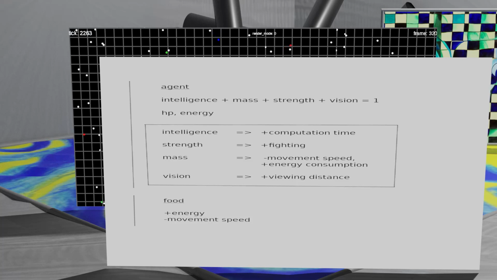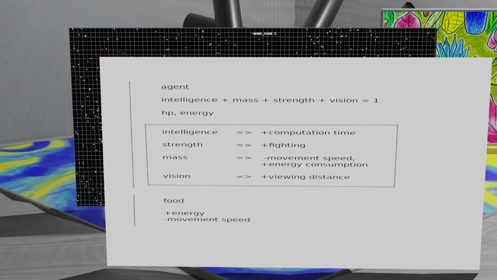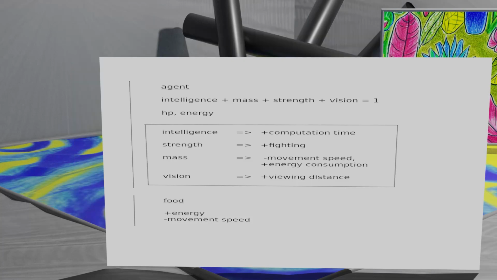The agents compete for food using movement and combat, trying to maintain HP and regain energy. The strength property affects the probability of an agent winning a fight against another agent. Both agents involved in a fight lose HP and energy, but the loser of the fight loses significantly more HP. The mass property determines the movement speed and the amount of energy lost per tick. Heavier is slower and needs more energy to move. The vision property sets the maximum distance an agent is able to see.